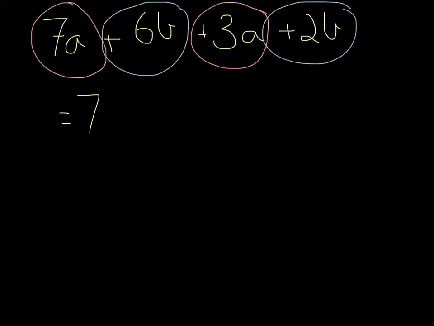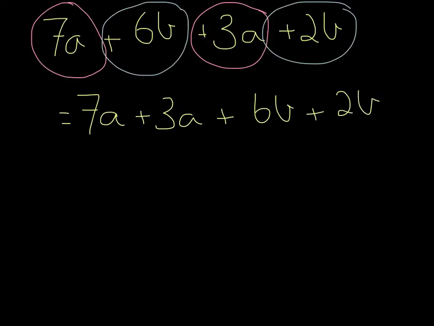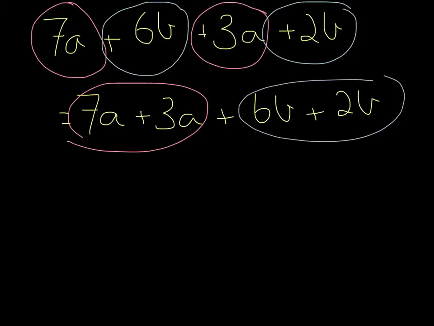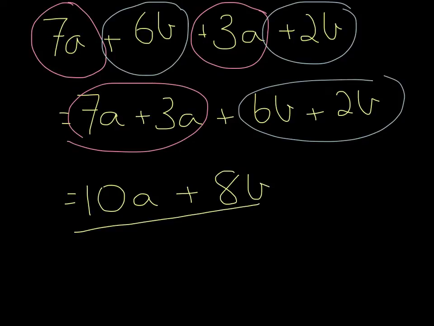If we rewrite our equation so that the terms that are like each other are next to each other, we would have 7a plus 3a plus 6b plus 2b. Now our terms that are like each other are bunched together. But let's simplify them. Let's write it so it's as simple as possible. 7a plus 3a is 10a. 6b plus 2b is 8b. And that would be our final answer.